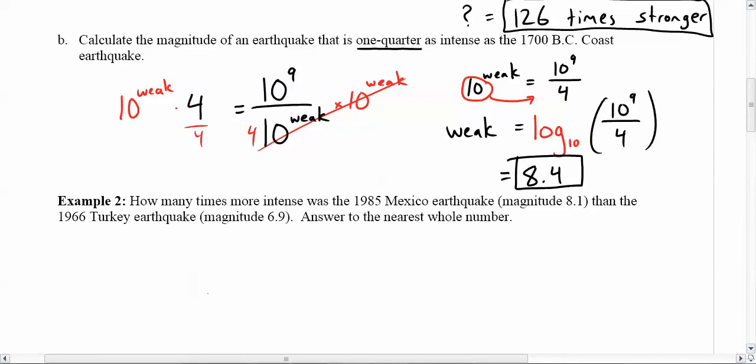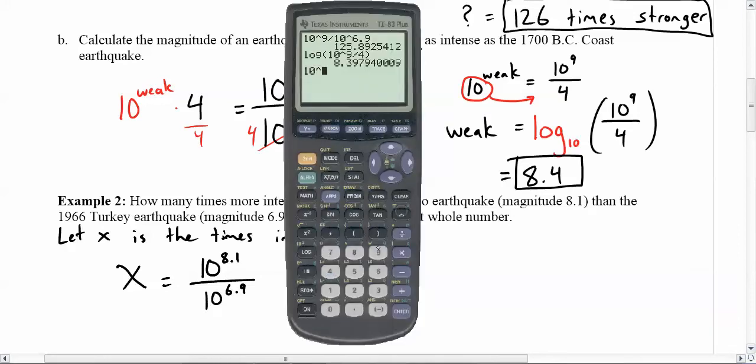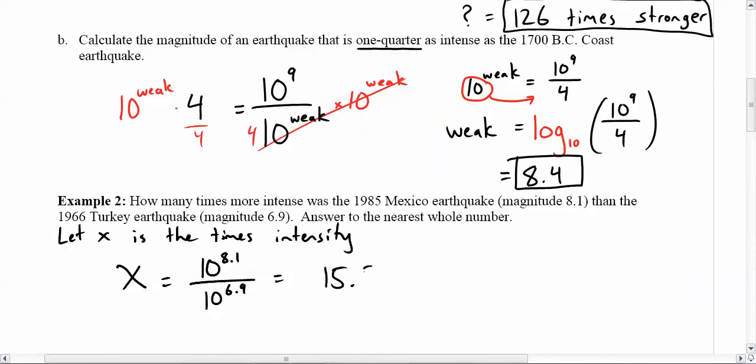So I put a question mark in the first one, but you can also use an X. To find out how many times, I'm just going to say X is the times intensity. I just take the intensity of the first earthquake divided by the intensity of the second earthquake. So the intensity of the first earthquake is a really big number, divided by the intensity of the second earthquake, to get about 16 times. 15.8 times as intense.